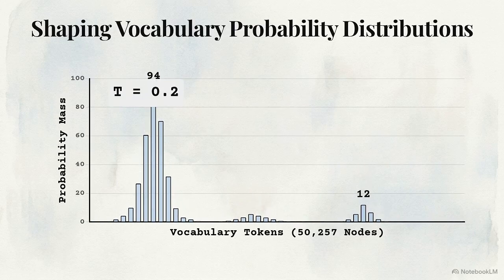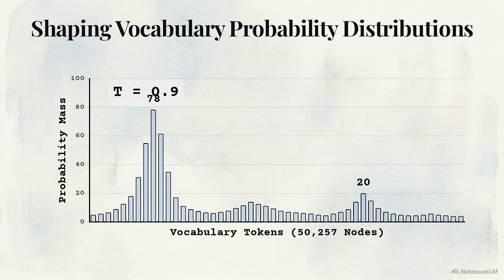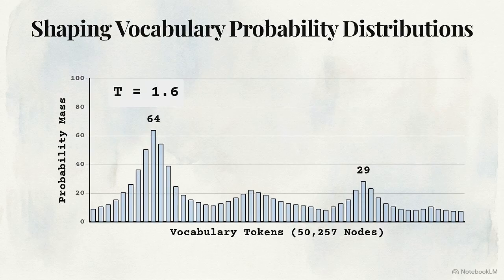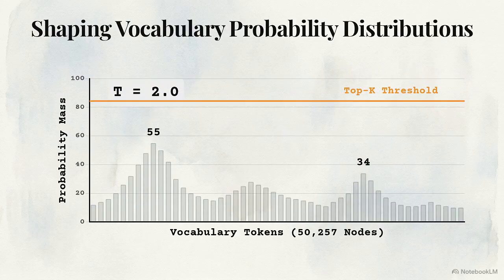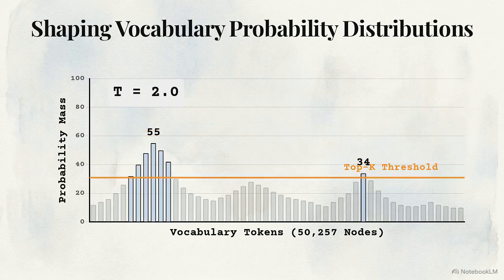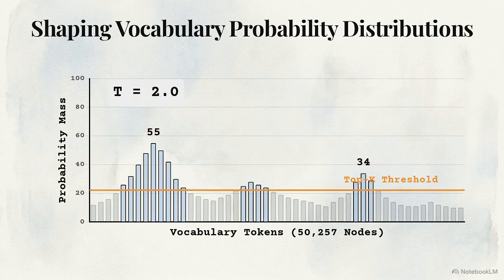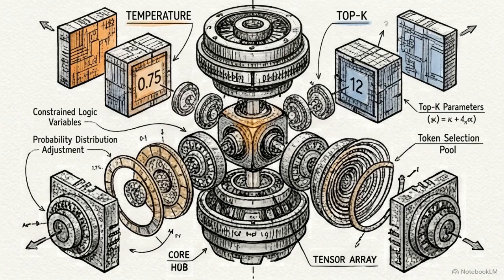Lowering the temperature sharpens the distribution to favor obvious choices, while raising it flattens the curve, increasing the odds of selecting unexpected words. We also employ top K sampling. A horizontal threshold drops over the distribution, masking out all but the highest probability tokens to prevent the model from generating nonsensical sequences. By manipulating these probabilistic variables, engineers can shift the output behavior on a spectrum from highly deterministic logic to more creative responses.